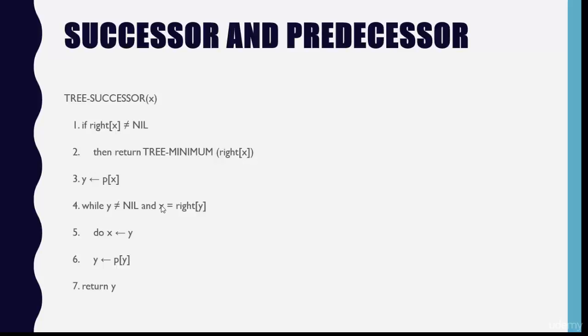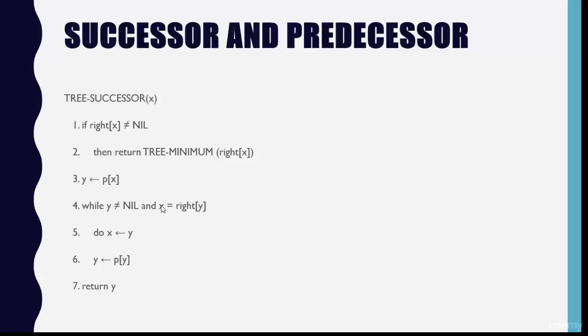The structure of a binary search tree allows us to determine the successor of a node without ever comparing keys. This procedure returns the successor of a node x in a binary search tree if it exists, and nil if x has the largest key in the tree. The code for tree successor is broken into two cases.